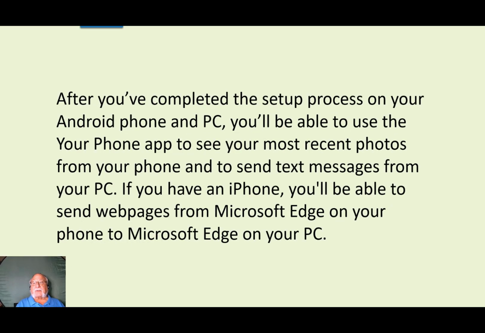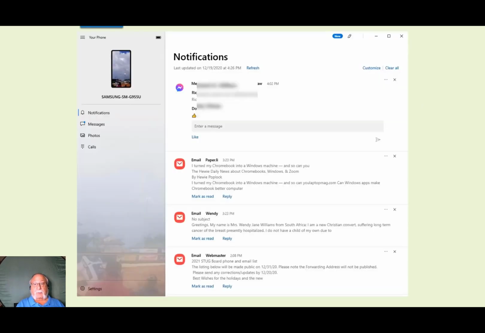After you've completed the setup process on your Android phone and PC, you'll be able to use the Your Phone app to see your most recent photos from your phone and to send text messages from your PC. If you have an iPhone, you'll be able to send web pages from Microsoft Edge on your phone to Microsoft Edge on your PC. Here's what it looks like.